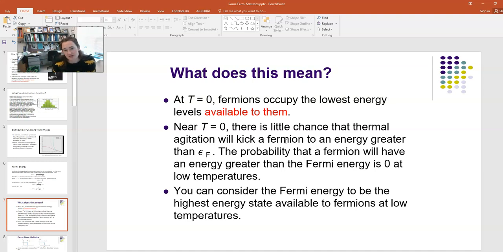At near 0 Kelvin, there's little chance that you're going to have thermal agitation kicking a fermion up to an energy greater than the Fermi energy, right? So that means that the probability that a fermion will have an energy greater than the Fermi energy at 0 Kelvin is 0. So you can consider the Fermi energy to be the highest energy state available to fermions at low temperatures. So what does the Fermi-Dirac distribution function look like?